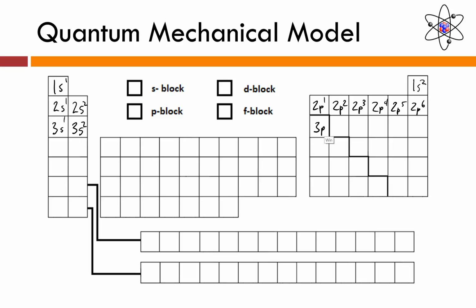Don't worry, I'm not going to fill out the whole table. 3p5, 3p6, then I get into the 4s1, 4s2, and I have the D block. I'd see 3d1, 3d2, I bet you could guess how many blocks are going to be here. 3d3, 3d4, 3d5, 3d6, 3d7, 3d8, 3d9, 3d10.